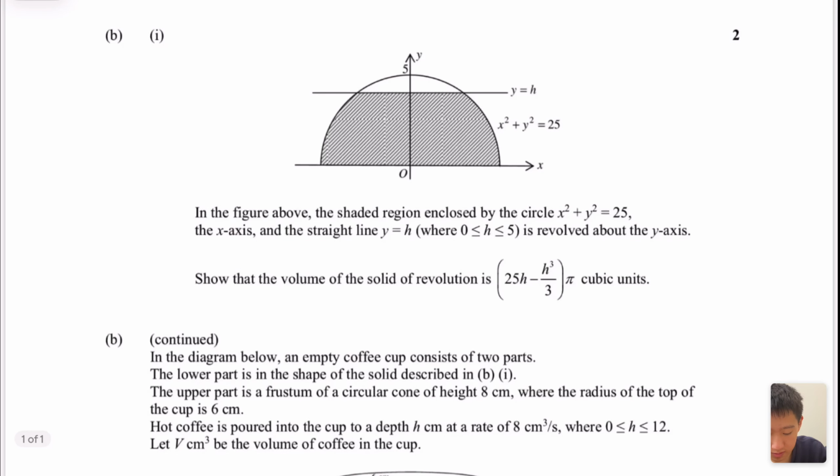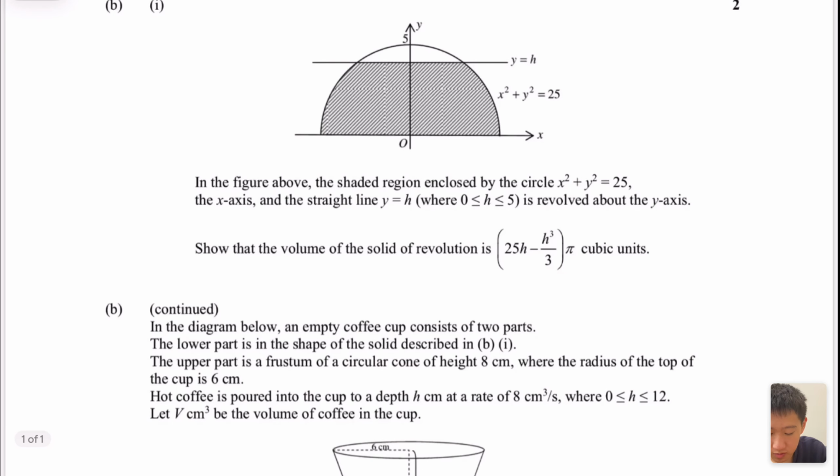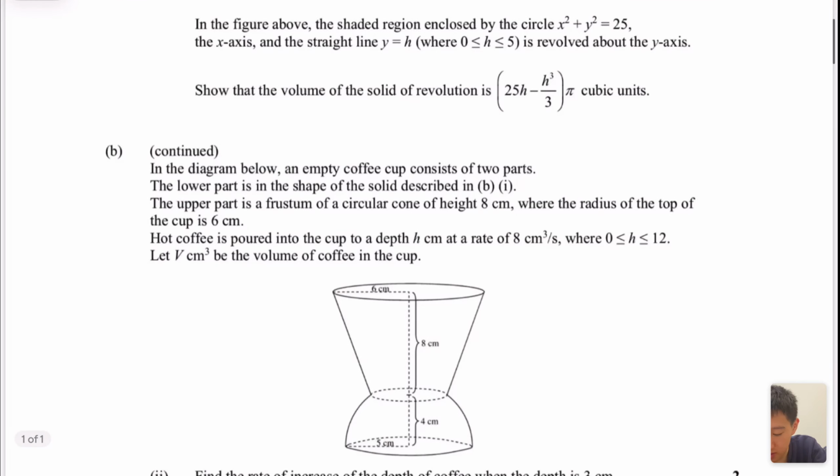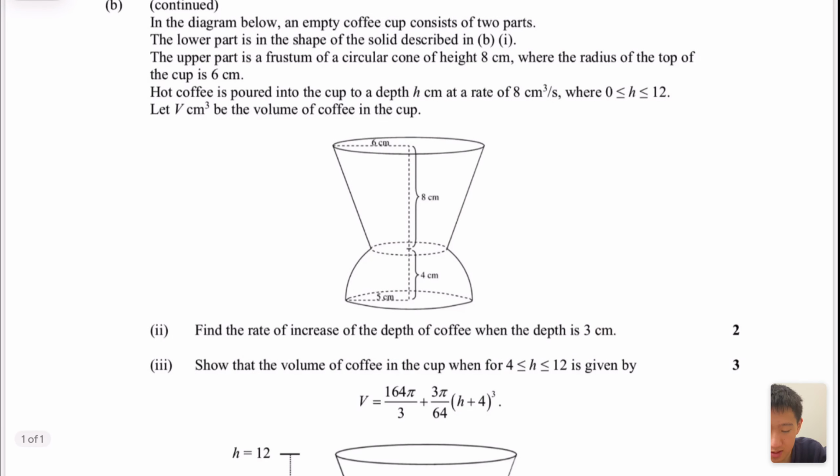So the first one is just volume of revolution, spinning a circle around the y-axis, and this one should be easy. Question B starts getting hard. The diagram below there is a coffee cup like this. Honestly, I've never seen a coffee cup like this in my life.